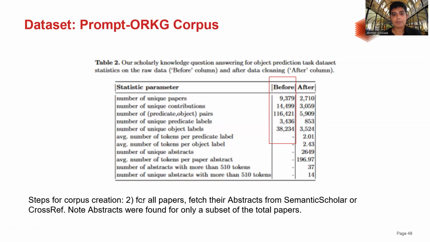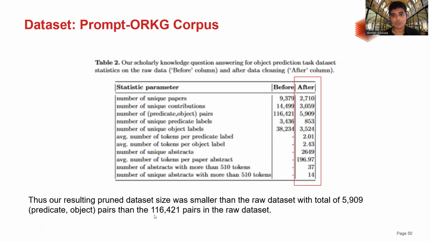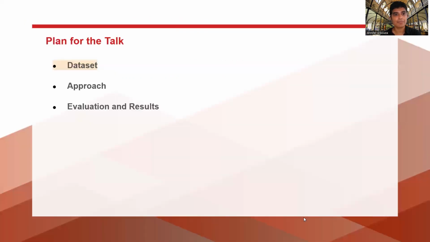As a second step, for all the papers, we fetch their abstracts from Semantic Scholar and Crossref. Note abstracts were found for only a subset of the total papers. And further, we only retained those predicate object tuples whose objects could be found in the abstract. Thus, our resulting pruned dataset size was much smaller than the raw dataset, with a total of roughly 6,000 predicate object pairs compared to the original 100,000 pairs in the raw dataset.